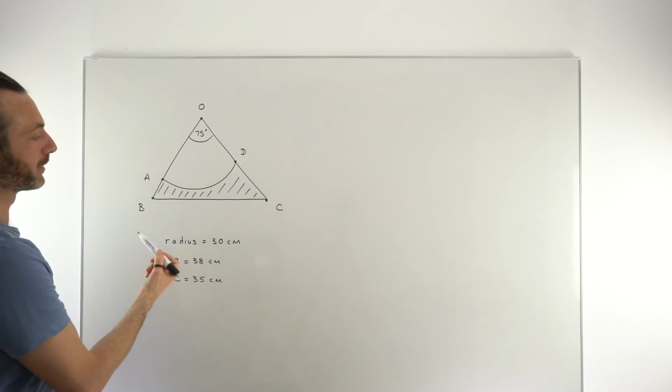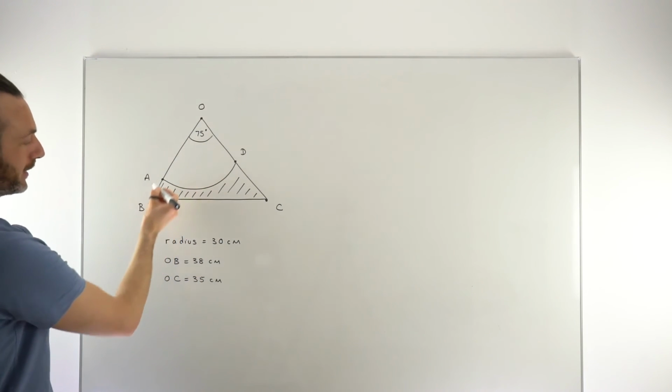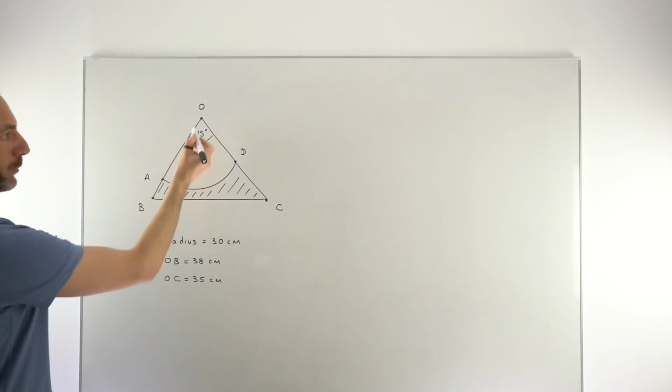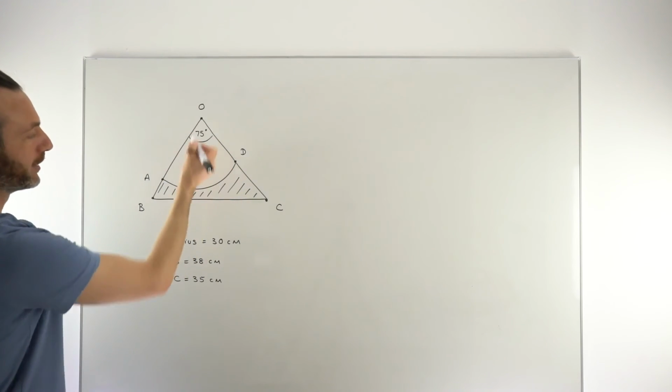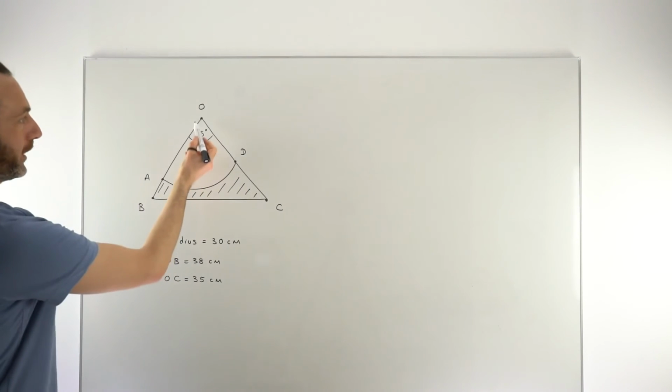And what we're going to do here is to find that shaded area, which is basically the area between the big triangle and the sector. We're just going to take one away from the other. So we're going to work up the area of the triangle, we're going to work up the area of the sector, and take the sector area away from the triangle area. So let's start with the triangle.